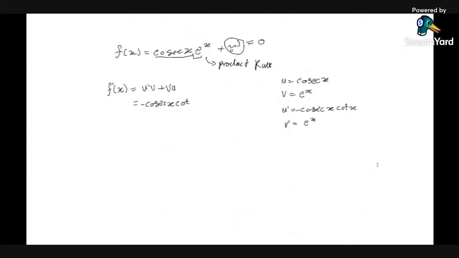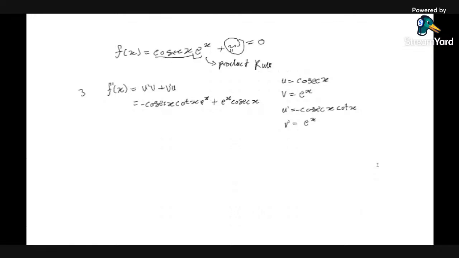Okay. And then it's cot x. And then we have to multiply this one by v, which is e^x. So just times it by e^x. And then it's plus v prime, which is e^x, times u, which is just cosec of x. So that's your final answer here. That's for number 3A.